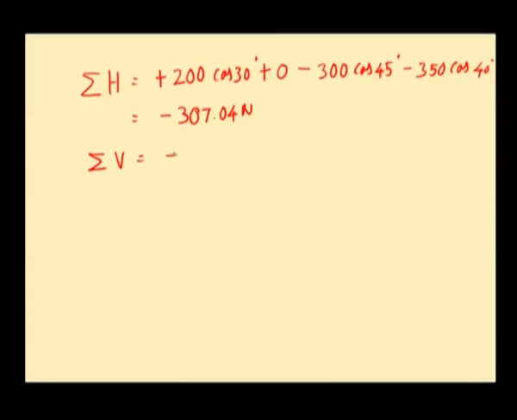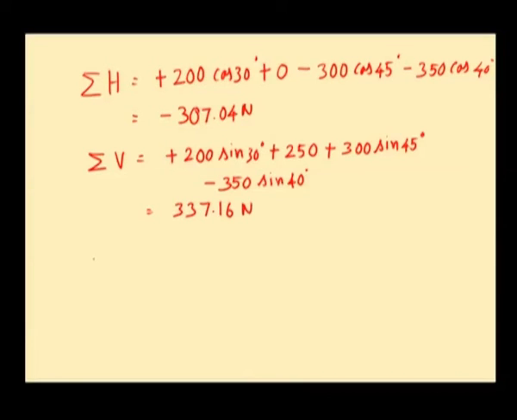Similarly, if we compute the algebraic sum of all vertical components of the forces, the vertical component of the first force F1 will be plus 200 sin 30. For the second force F2, it is plus 250. For the third force, it is plus 300 into sine of 45, and for the fourth force F4, it is minus 350 into sine of 40.